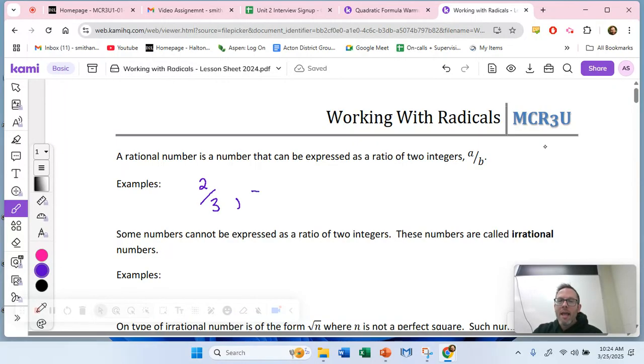So is -4/7. But you might be like, well, Mr. Smith, that's not one number divided by another. There's a negative up front. Well, remember, you can write this as -4 divided by 7. It is a rational number.